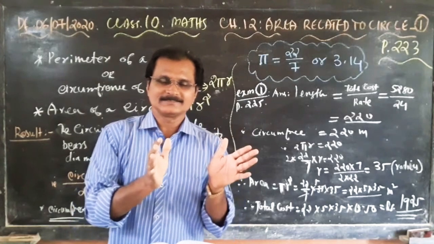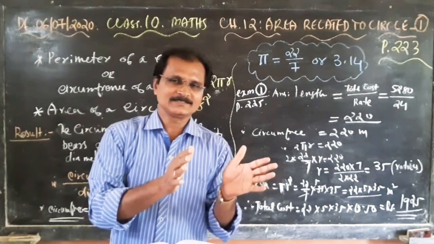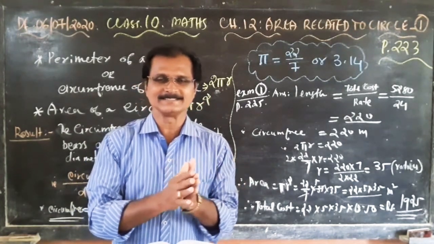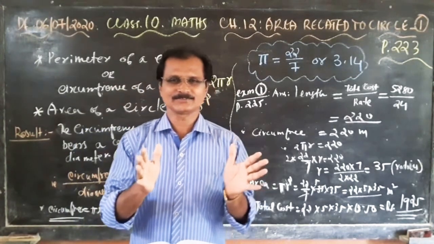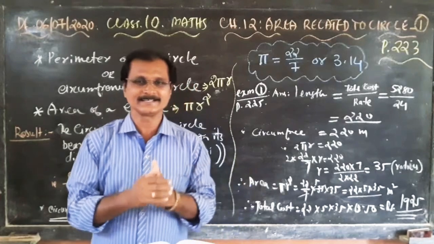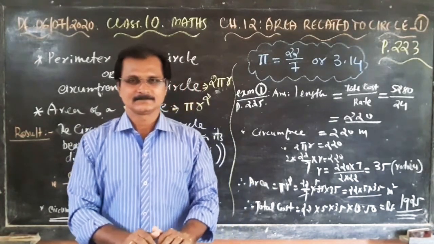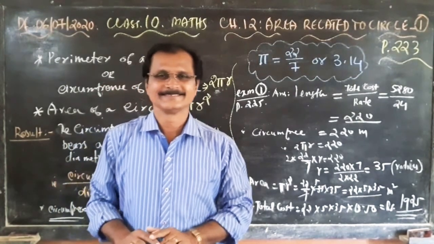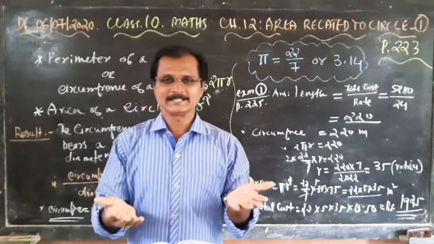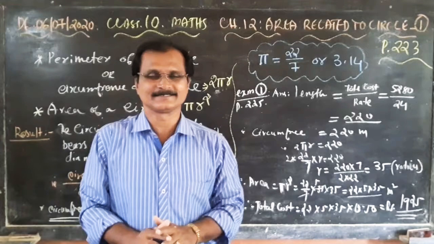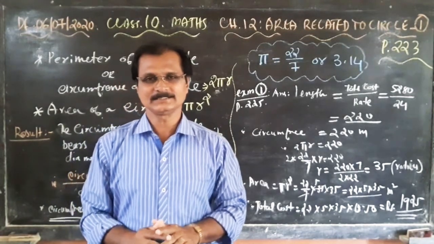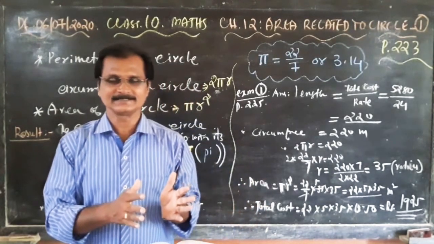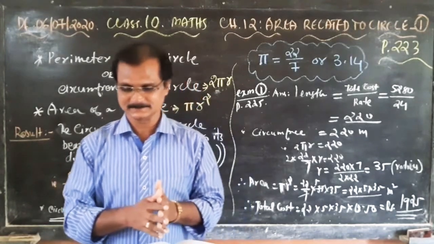When you listen to the word circle, the most important things that should come to our mind are the surface, circumference and the area of the circle. This is not a new thing for you, because we have learned circumference and area of the circle from much smaller classes. Let us see what the circumference of the circle is and what the area of the circle is.